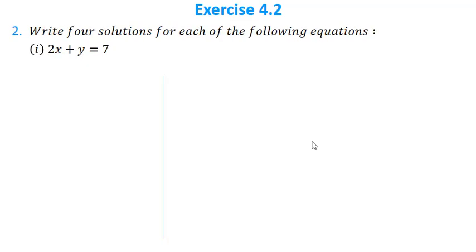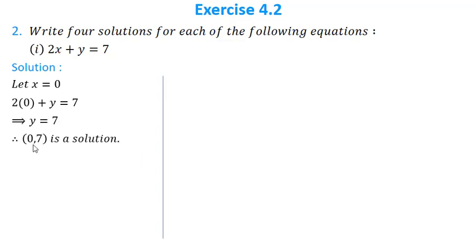Second question, write four solutions for each of the following equations. 2x plus y equal to 7. Let x equal to 0. So when x is 0, I have 2 into 0 plus y equal to 7. This gives me value of y as 7. So (0, 7) I will say that is a solution.